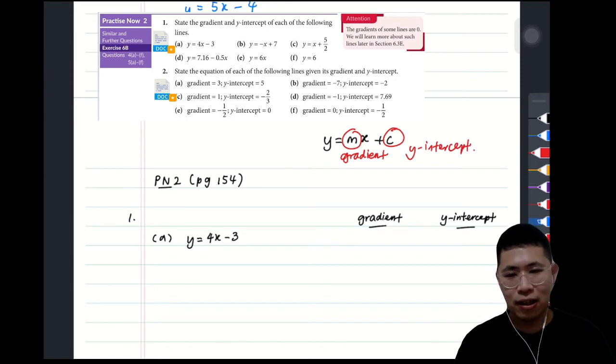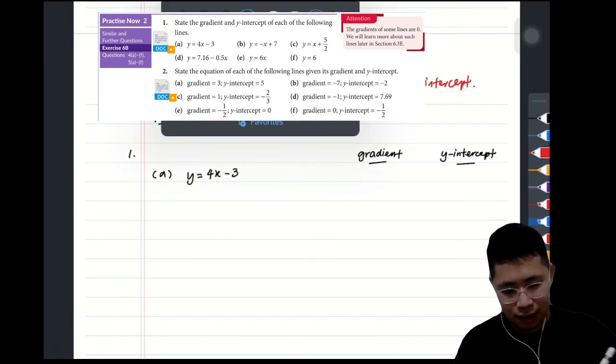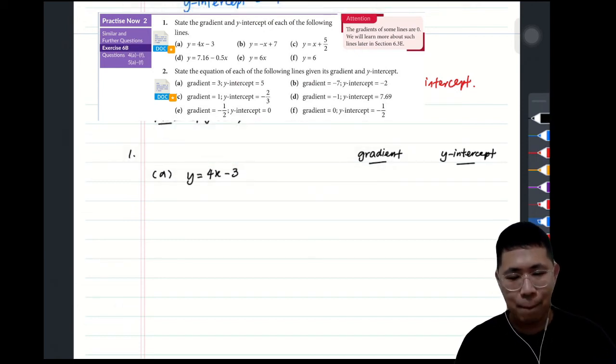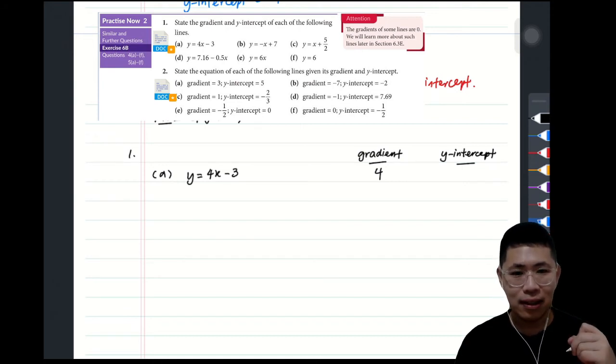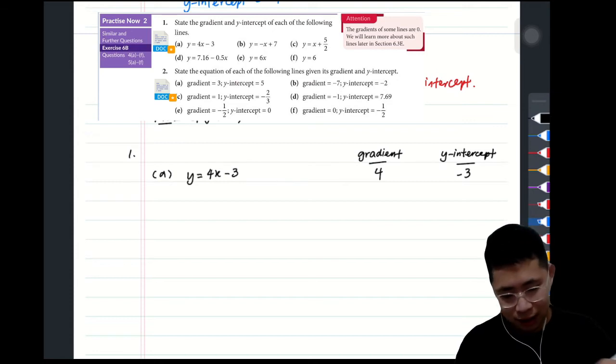Okay, alright, so let's look at the first one. Now y equals mx plus c. The gradient m is 4. The y-intercept c would be negative 3. Okay, now next one, b.